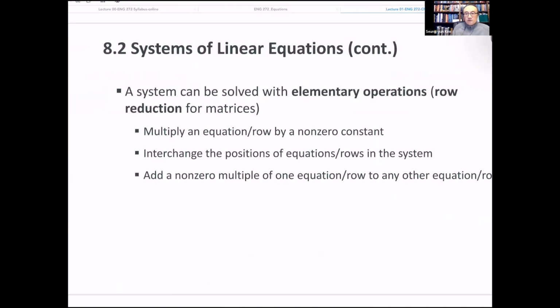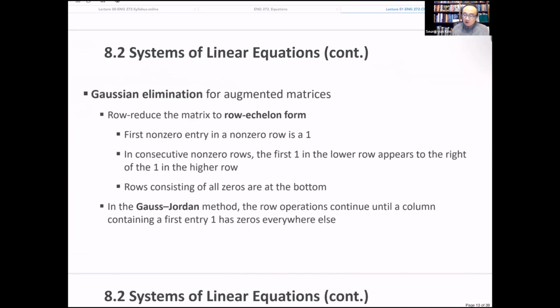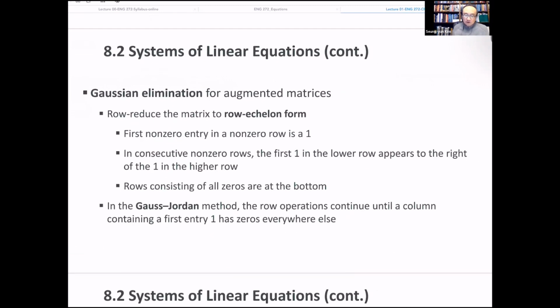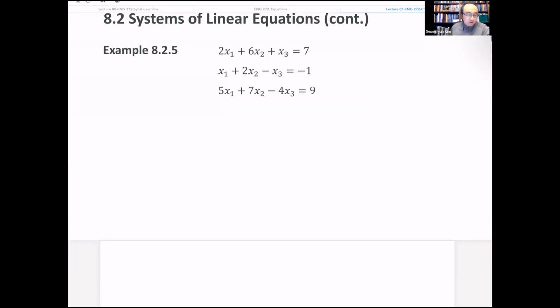System of linear equations. This is going to be an important one for our class. We're going to learn the Gaussian elimination method and the Gauss-Jordan method. Those are the two different methods that we're going to learn. Gaussian elimination is just part of the Gauss-Jordan method. We need to put this into matrix form first. Take the coefficients from each equation: 2, 6, 1, 1, 2, -1, 5, 7, -4. And then we're going to use a line bar and put 7, -1, 9.